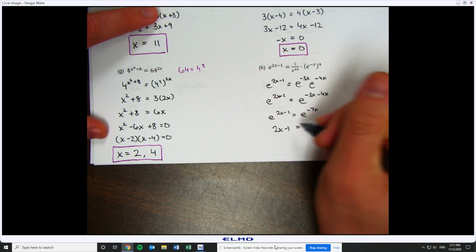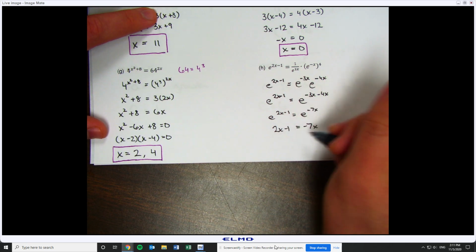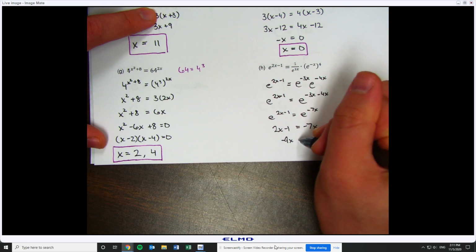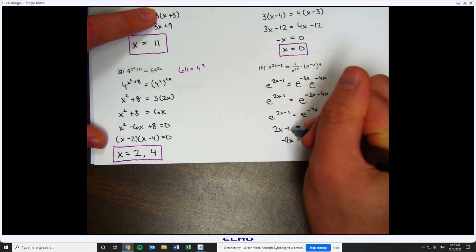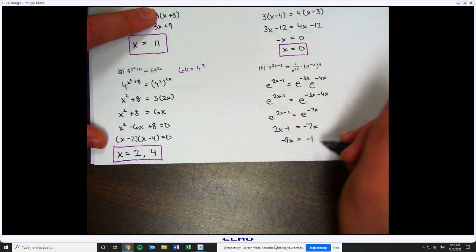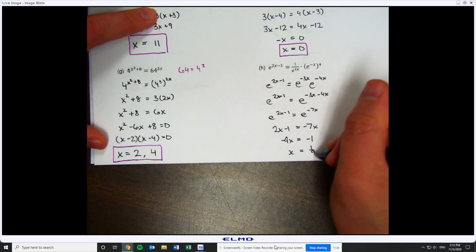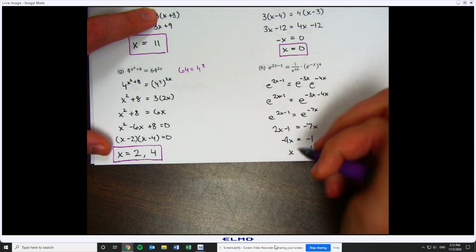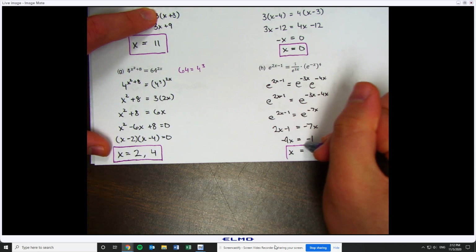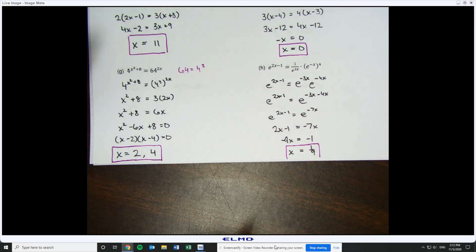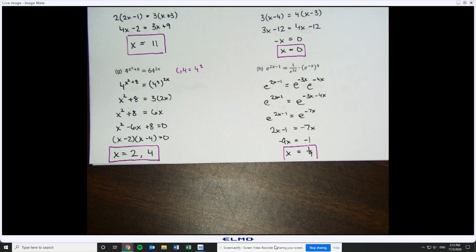Moving stuff around, I can move this one over. Doing that, it's going to give me negative 9, which I'm just going to write over here. And then equals negative 1. Divide, and I get 1 over 9. This one might look a little funny because I changed the order, but it's the right answer.